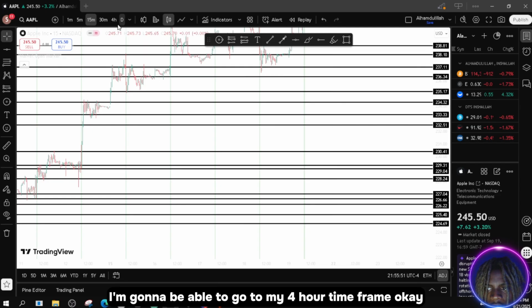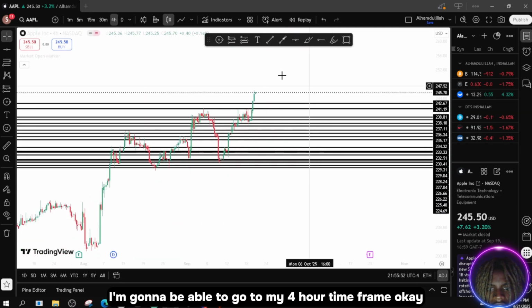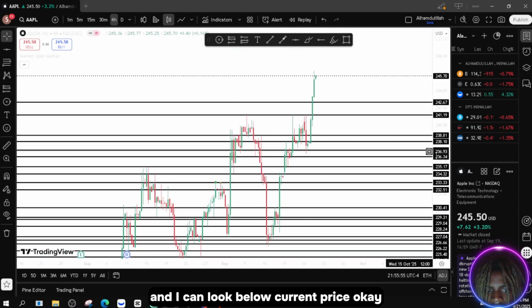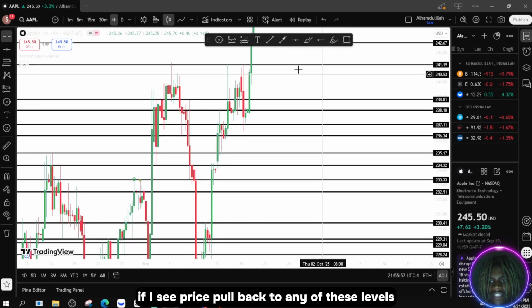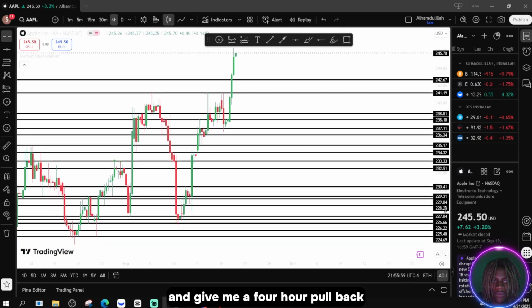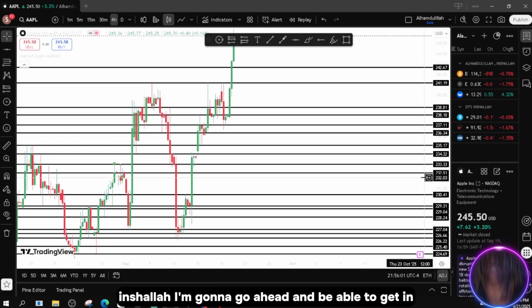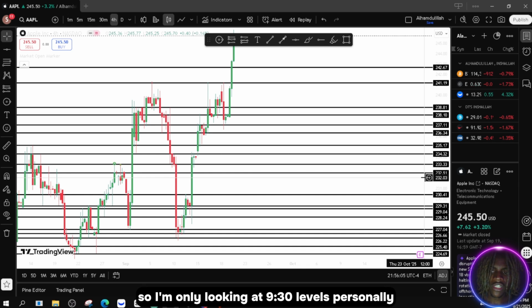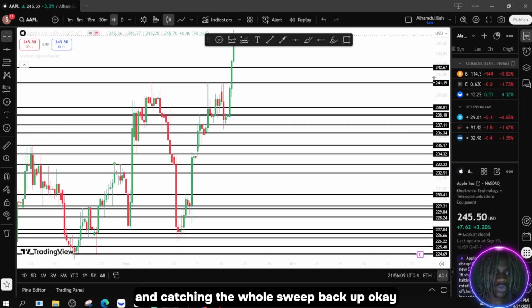So then from there, I'm going to be able to go to my 4-hour time frame. Okay, and I can look below current price. Okay, if I see price pull back to any of these levels and give me a 4-hour pullback, then I know, okay, inshallah, I'm going to go ahead and be able to get in and catch the whole sweep back up. Okay, so I'm only looking at 930 levels personally, waiting for pullbacks and catching the whole sweep back up.